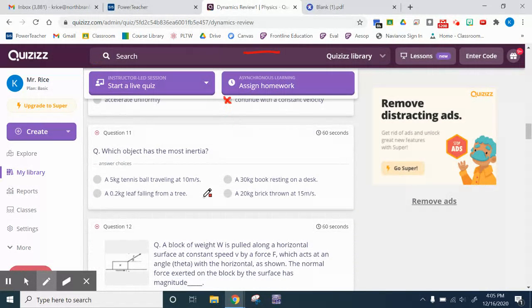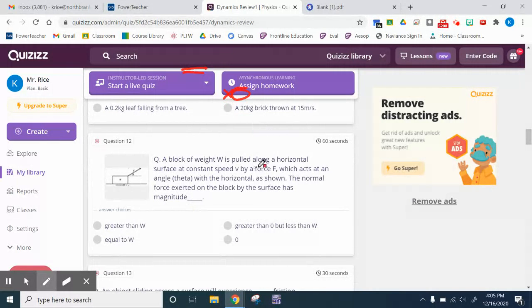Which object has the most inertia? Okay, this is a really easy one. Don't get carried away with all these numbers they're giving you. Mass is a measure of inertia. The thing with the biggest mass has the most inertia. It has nothing to do with whether an object is moving or sitting still. Inertia is mass. Mass is inertia. So objects that are sitting still have just as much inertia as the same object of the same mass that's moving.